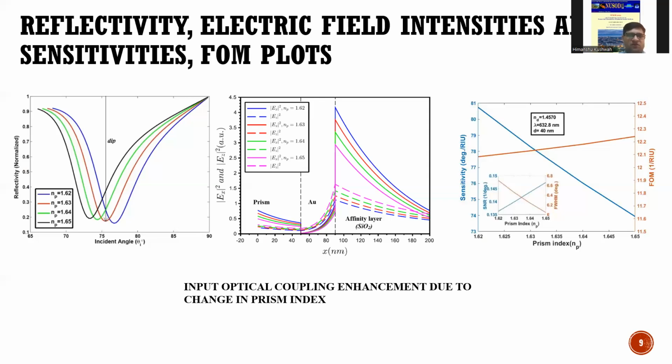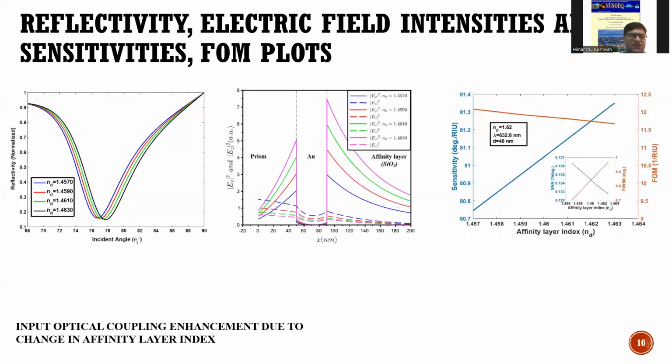The third figure shows the plot of sensitivity, which is the blue line, and FOM, the orange line, versus prism index for 1.4570, and the wavelength is 632.8 nanometer. The sensitivity seems to increase with the decreasing prism index, and FOM is not changing significantly. The inset figure of the third figure shows the SNR and FWHM variation.